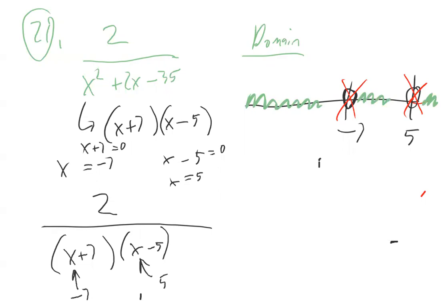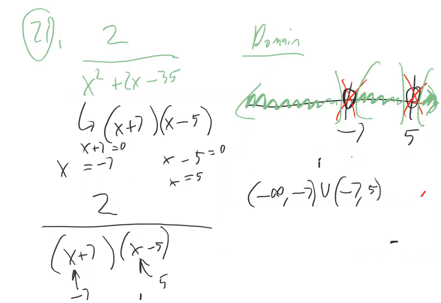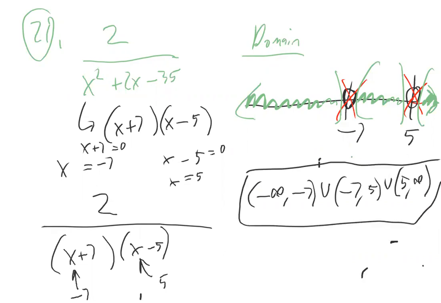So you see, I can draw arrows at the ends of that, like that, and a parenthesis on that side, and a parenthesis on that side, and that side, and then a parenthesis on that side, and then an arrow on that side. So everything else is allowed, meaning that the solution goes from negative infinity through -7, then a union, and then -7 to 5, parentheses, and then another union, and then from 5 with the parentheses to infinity with another parentheses. So that's the domain of that problem.